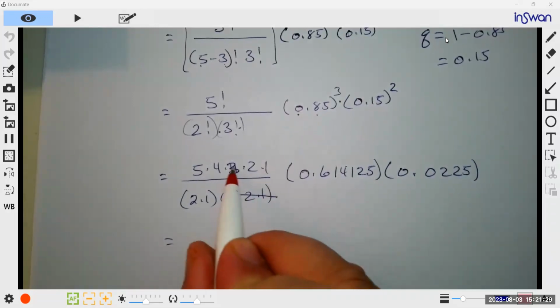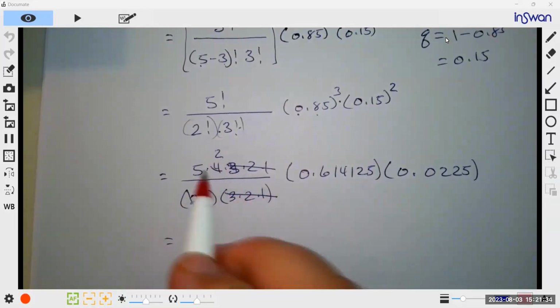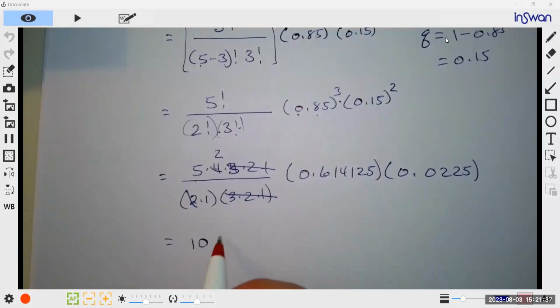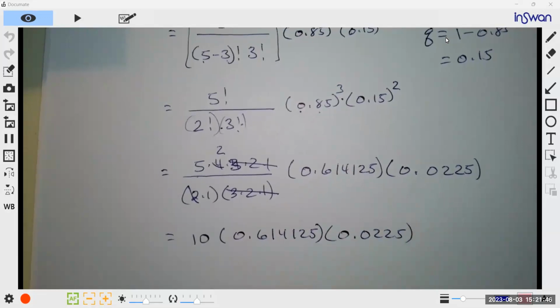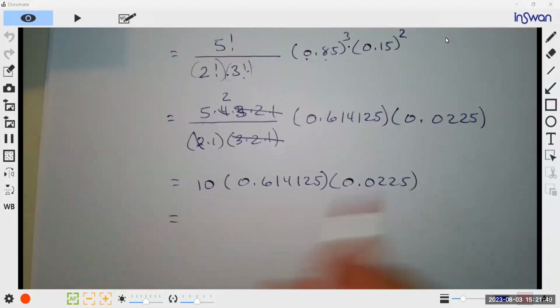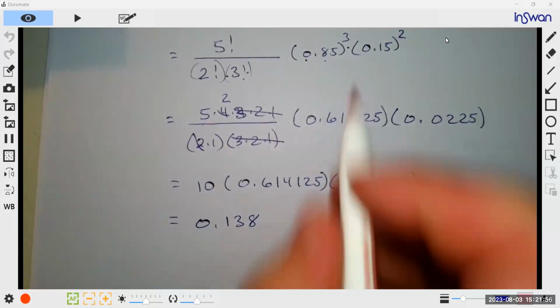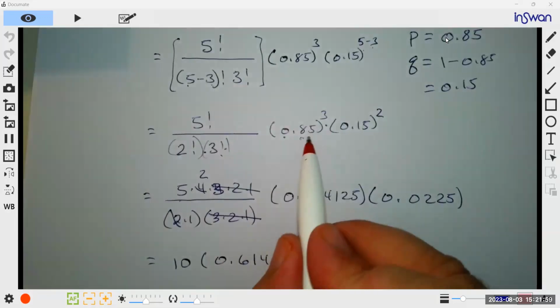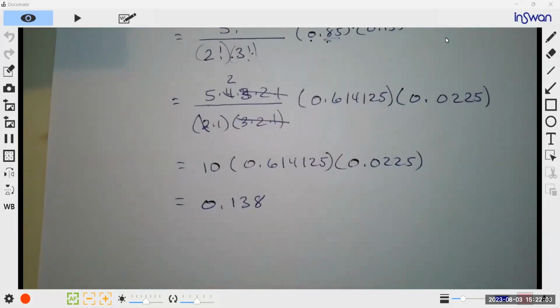So 321 cancels a 321. 2 cancels with a 4. So 5 times 2 is 10, times 0.614125, times 0.0225. Multiply those together. 3 significant digits, because these were 2 significant digits. We want 1 more than that, so we want 3. That's our final answer.